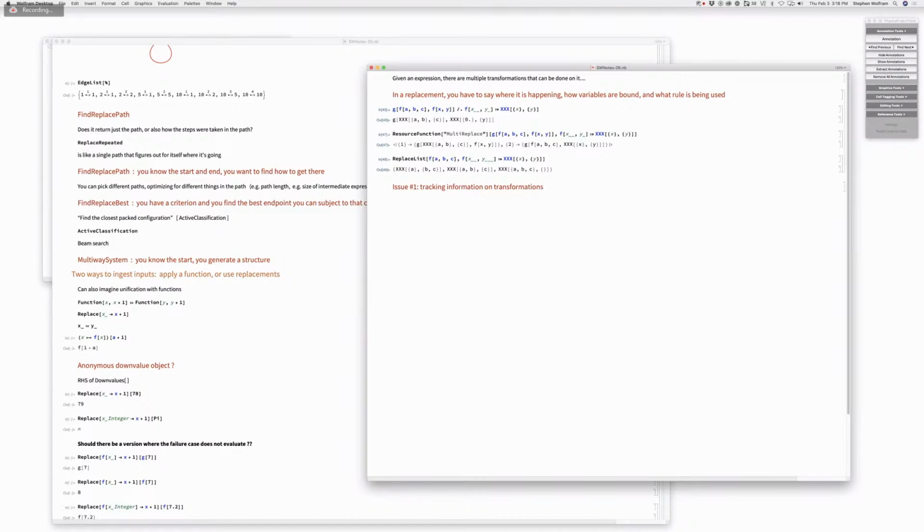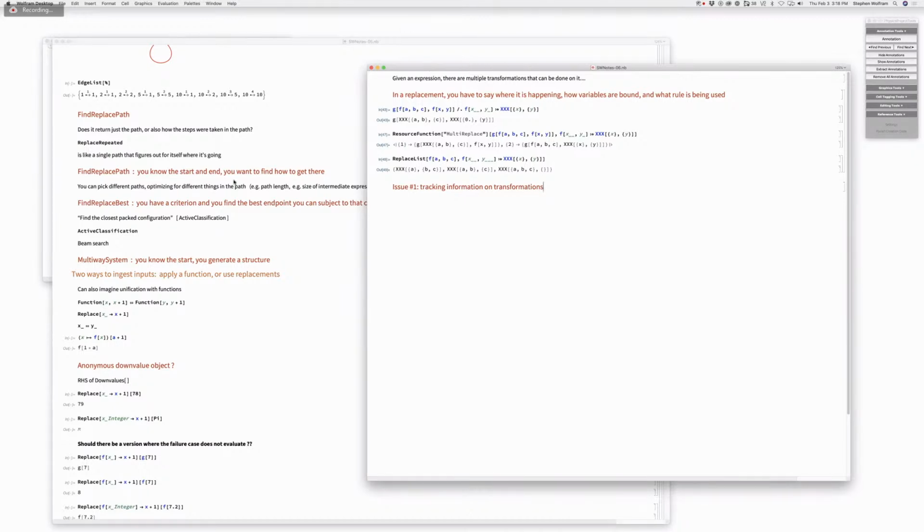Right now, all we know is we got this expression out. We do not know the lineage by which that expression was generated. And that's what we need to know, I believe. Right, for the causal graph, especially.